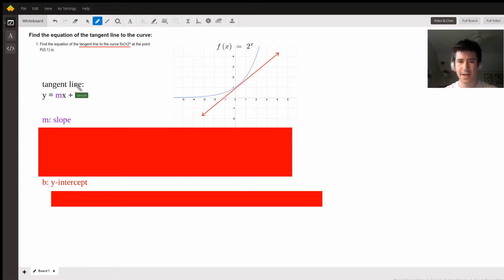Just like any other line on a graph, a tangent line has the form y equals mx plus b, where our purple m is the slope and the red b is the y-intercept. I personally like to begin with slope because it's a little bit harder.